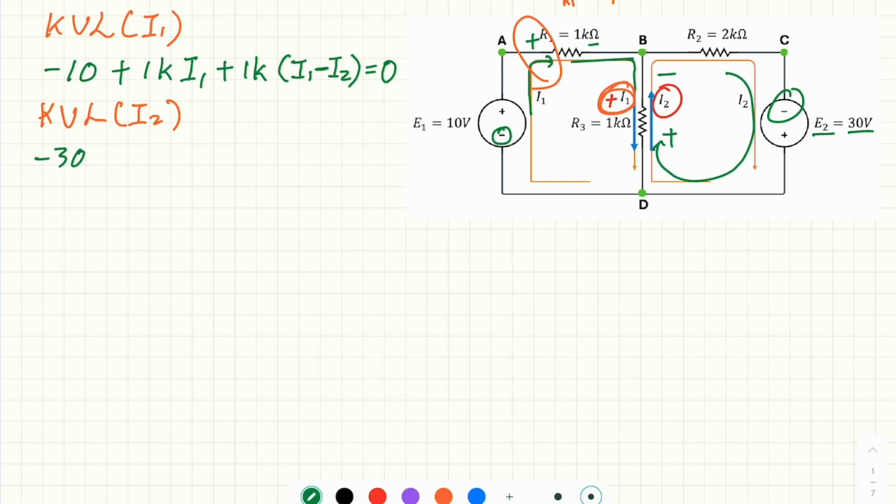So the voltage across R3 should be I2 minus I1. This is the current from the point of view of I2. I1 is opposite to I2. This current multiplied by the value of R3, which is 1K, positive 1K. Put the positive here. So this is the term representing the potential across R3 with the engineering convention.